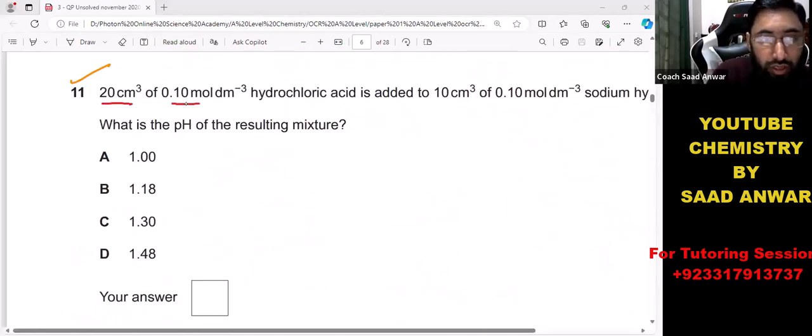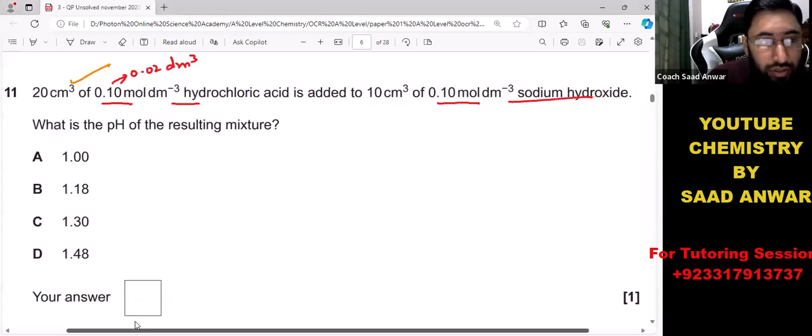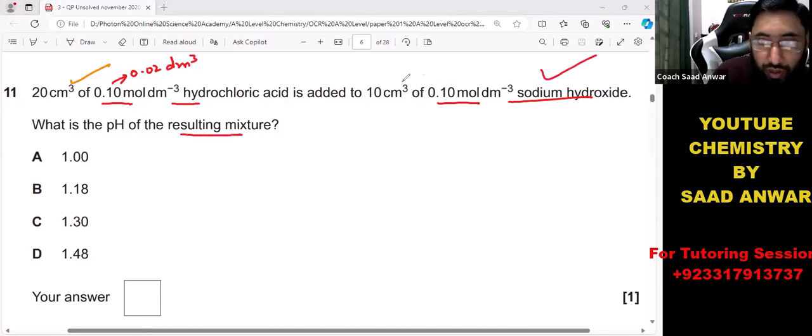20 cubic centimeter means 0.02 cubic decimeter of hydrochloric acid is added to this. This is the volume of sodium hydroxide. So the complete question is this. What is the pH of the resulting mixture? This is 0.01 cubic decimeter. I can find out the moles.